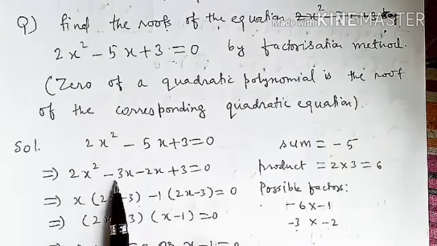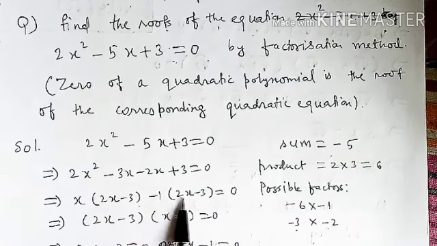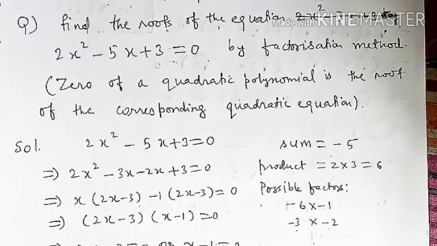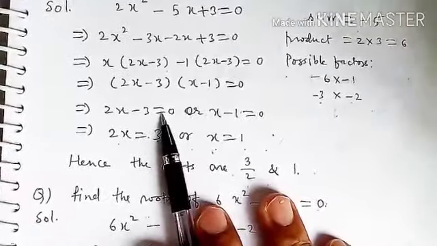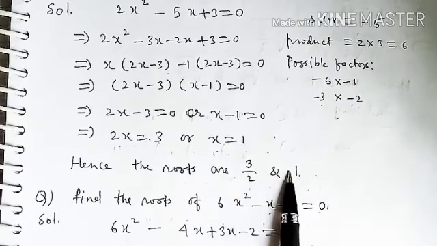So we split it as minus 3x minus 2x. From this we take common x. We write this one here, 2x minus 3. Now we think, to which number is 2x multiplied to get minus 2x? The answer is minus 1. So we write minus 1. After simplification, we have the roots x is equal to 3 by 2 and 1.